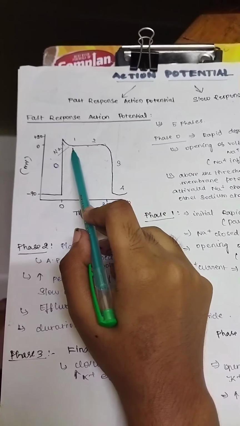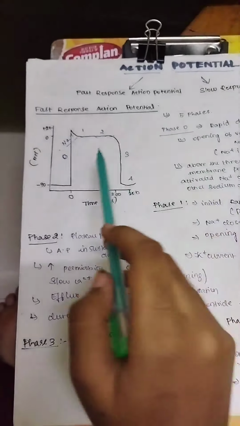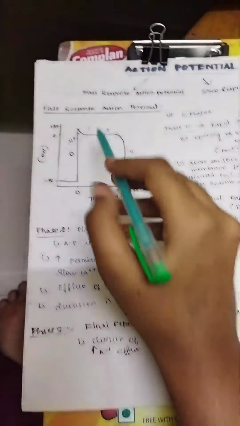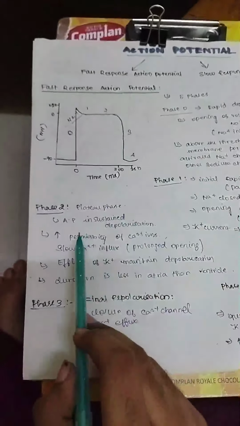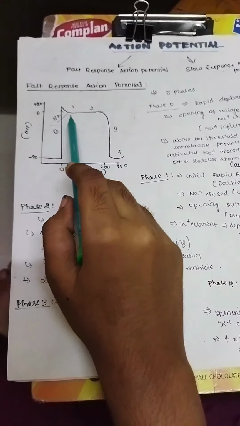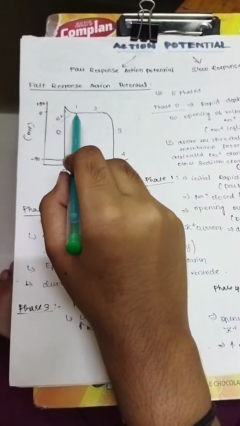We also talk about the second phase. The second phase is the plateau phase. You can see there is no increase or decrease; it forms a nearly straight line. This is a sustained phase. Why does the plateau phase happen? Because the action potential is in a sustained depolarization. This happens because the permeability of the calcium channels increases, so more calcium comes in.